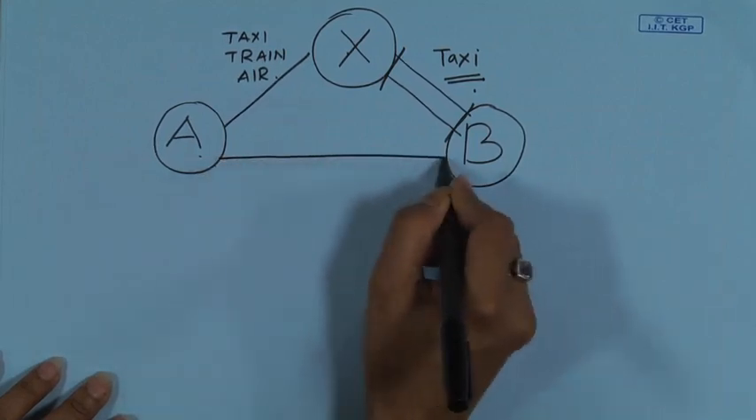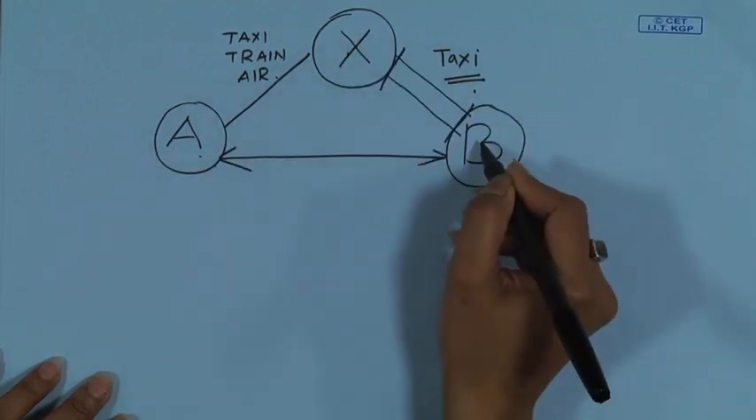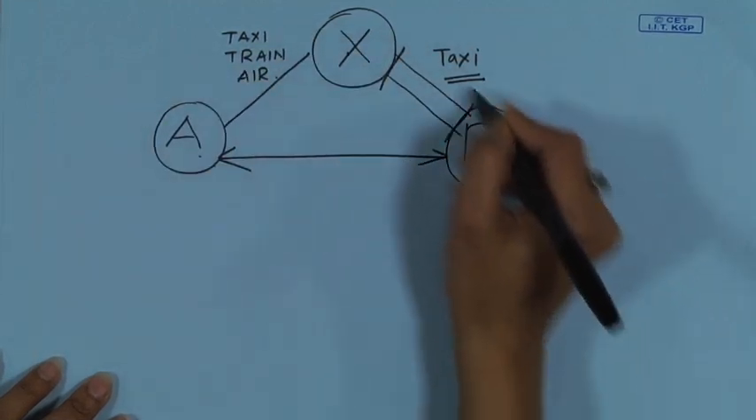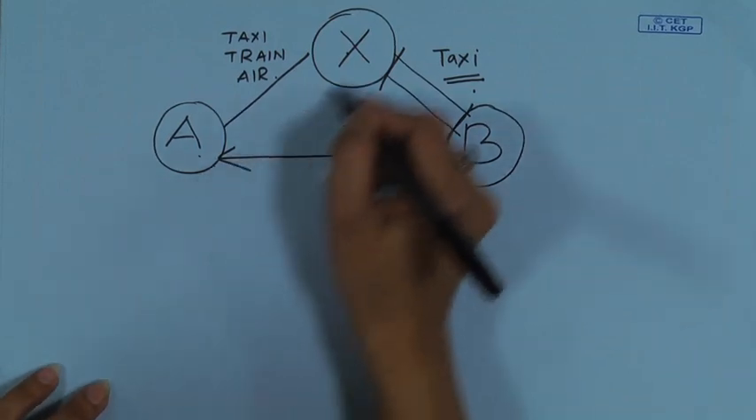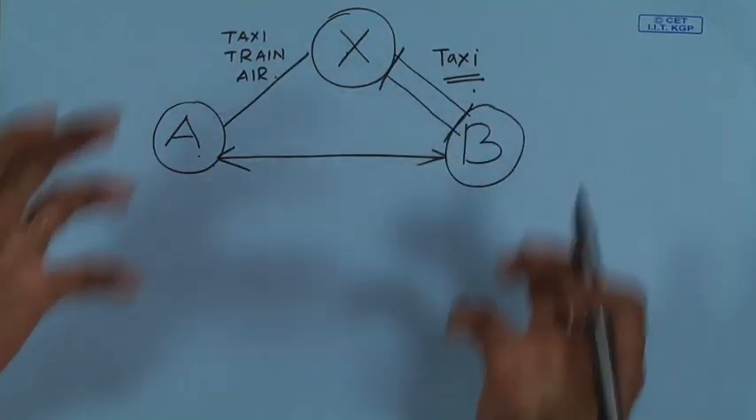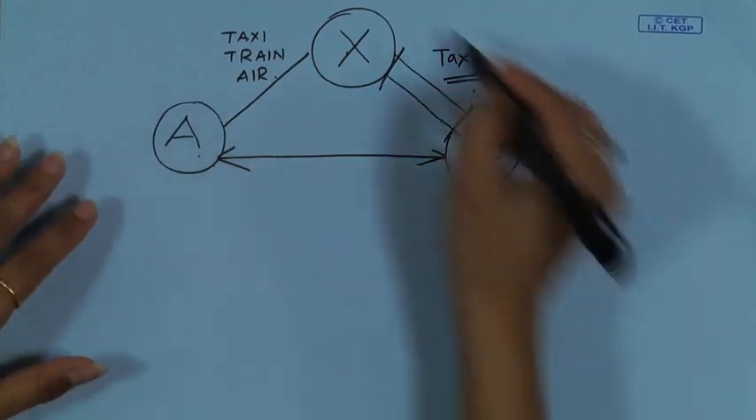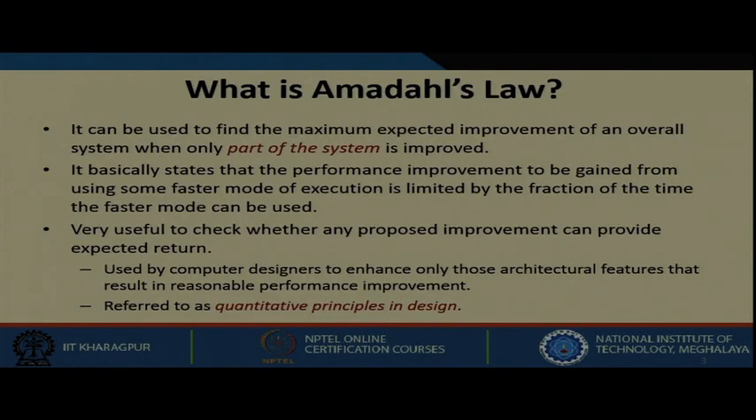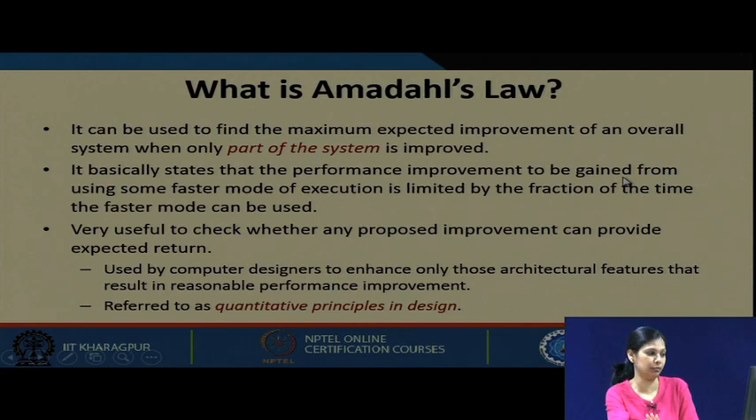We need to reach from A to B through X, and I can only improve this part, not that part. That part will be the same. But by improving this particular part, how much improvement we are getting out of it, that we want to see. That is where Amdahl's law comes into the picture. So, it can be used to find the maximum expected improvement of an overall system.